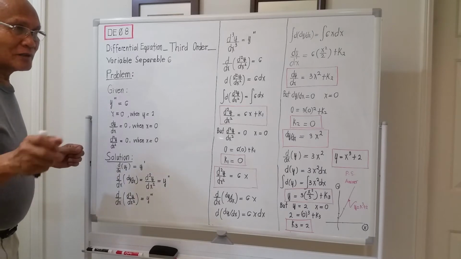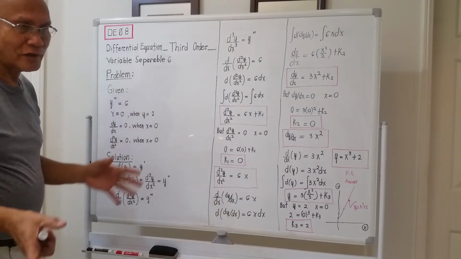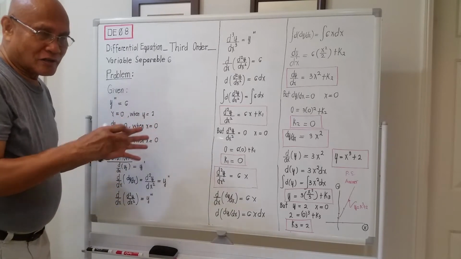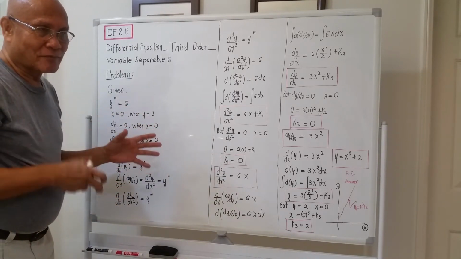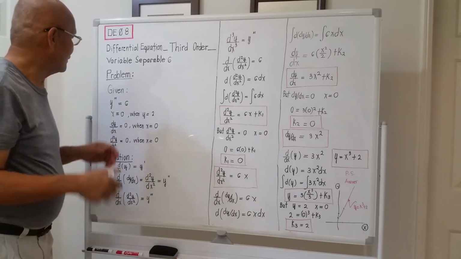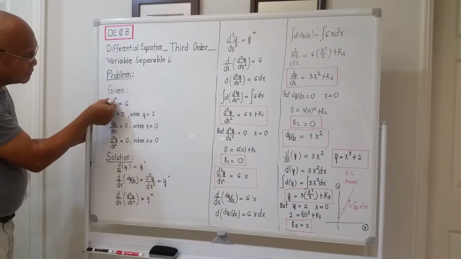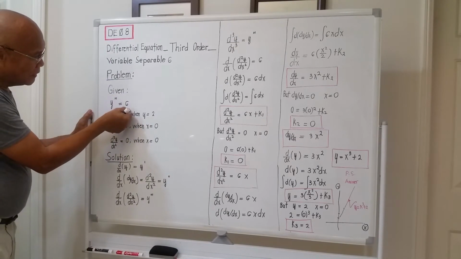The problem this afternoon is still an evaluation of a variable separable differential equation. My next lesson after this will be an example problem on the real problems, a falling satellite maybe. Okay, let's proceed. We are given y triple prime equal to 6.